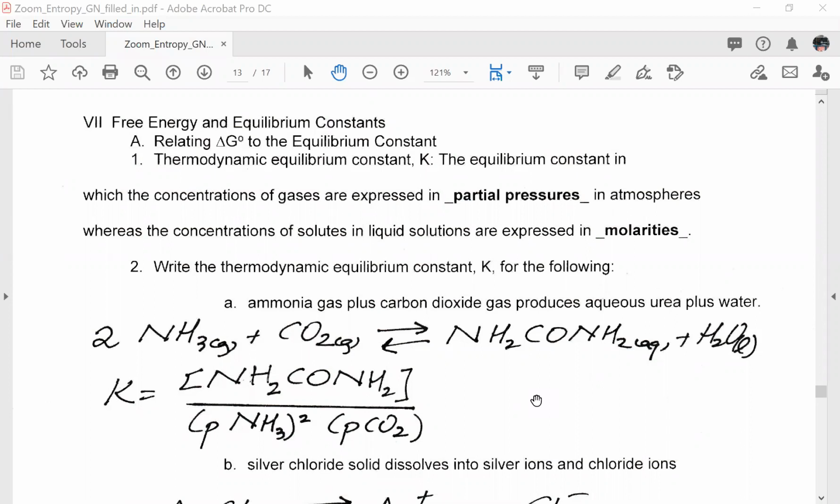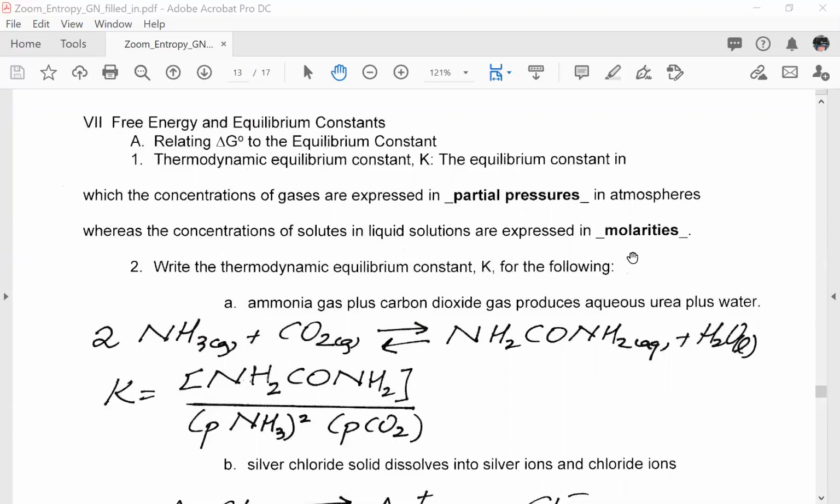So let's look at how free energy and equilibrium constants are related. We're going to relate the delta G for standard formation to the equilibrium constant. The thermodynamic equilibrium constant K is the equilibrium constant in which the concentration of gases are expressed in partial pressures in atmospheres, whereas the concentration of solutes in liquid solutions are expressed in molarities. So we're going to do a little review of K.